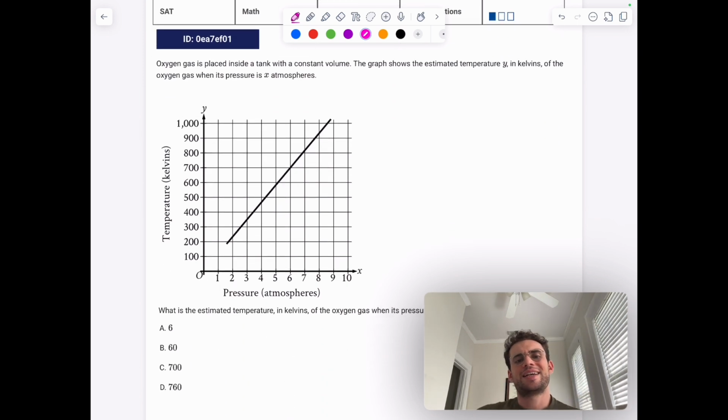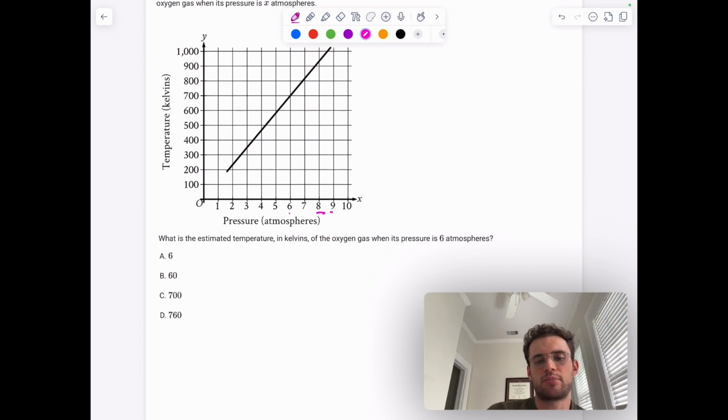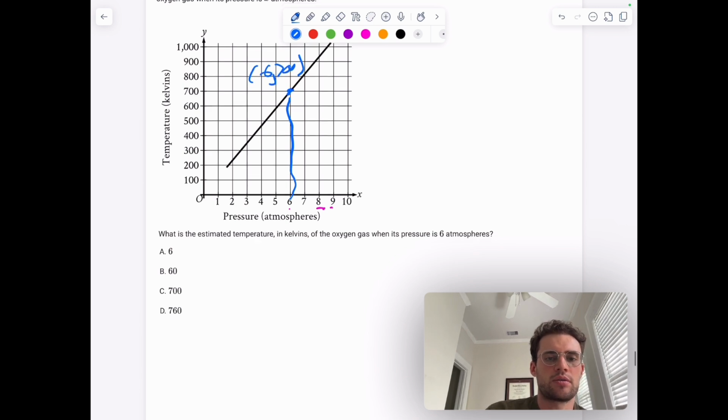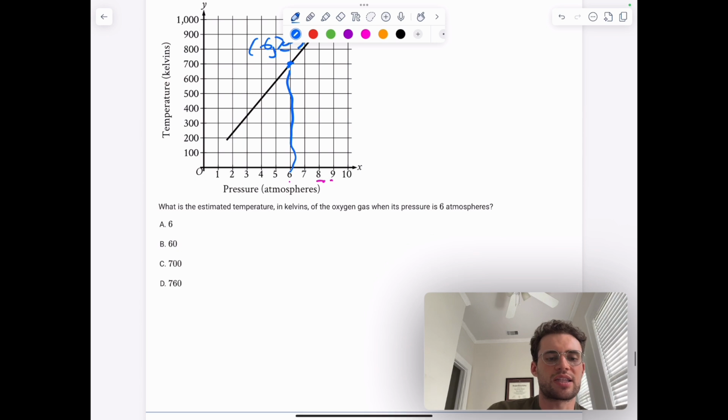Oxygen gas is placed inside a tank with a constant volume. The graph shows the estimated temperature y in kelvins of the oxygen tank when its pressure is x atmospheres. Okay, so the atmospheres are on the x-axis and the temperature is over on the y-axis. What is the estimated temperature in kelvins of the oxygen gas when its pressure is 6 atmospheres? We go over to 6 here, and then we just see where that crosses. It's right there at (6, 700), which means that the temperature is the y-coordinate of 700.